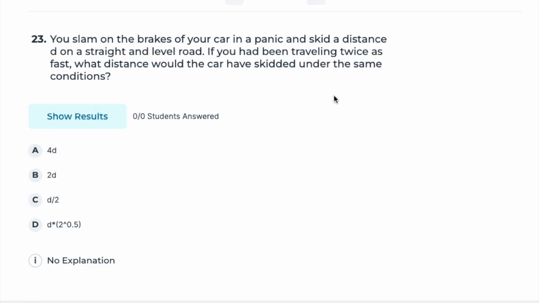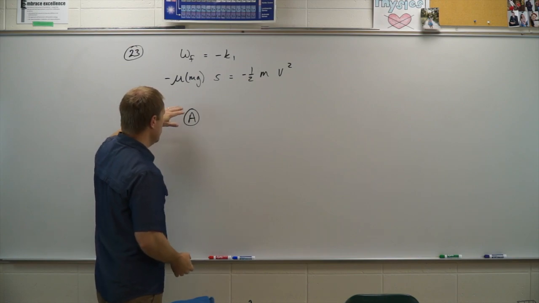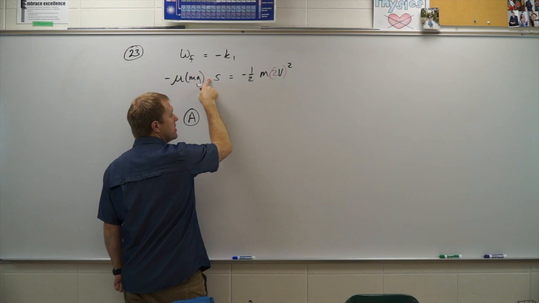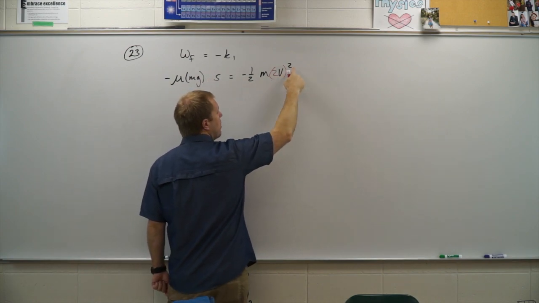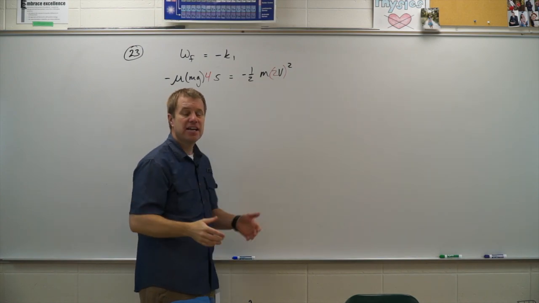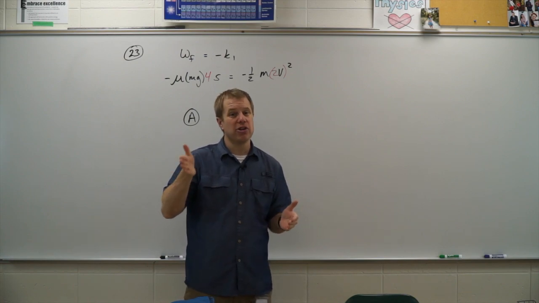You slam on the brakes of your car in a panic and skid a distance D on a straight and level road. If you had been traveling twice as fast, what distance would the car have skidded under the same conditions? Okay, so let's take a look here. So we're skidding to a halt, and so it says, what if I'm going twice as fast? What happens to the displacement? So if I'm going twice as fast, that's 2 squared. That means it's going to take 4 times the distance to come to a stop, and that is not including the distance you travel while you're reacting.